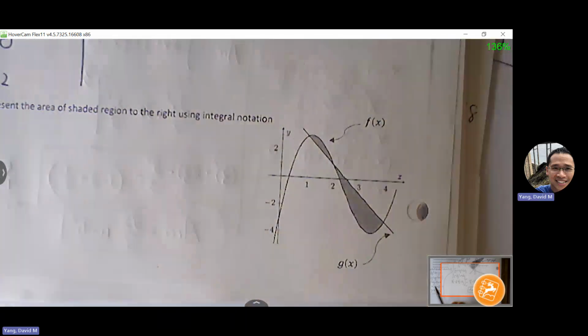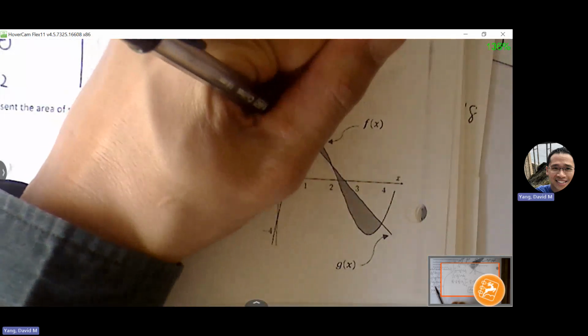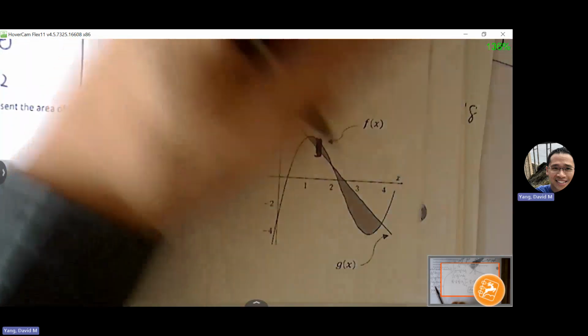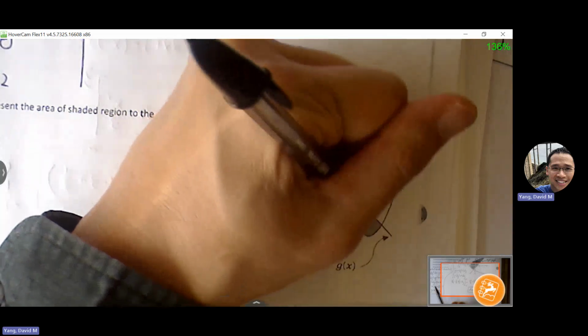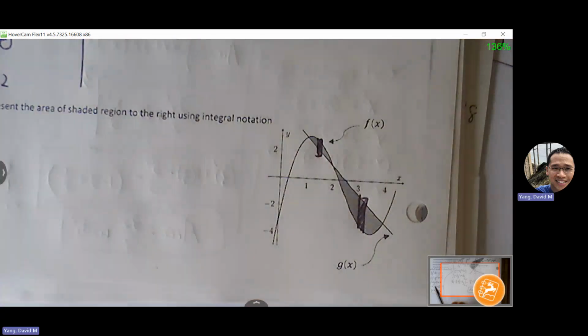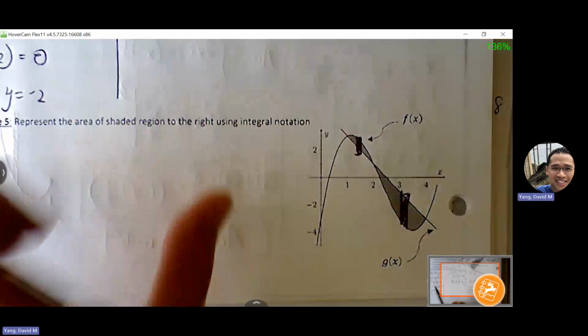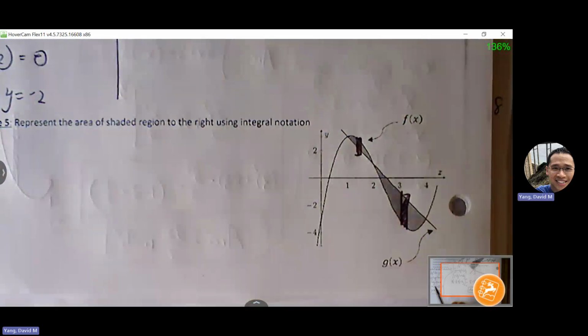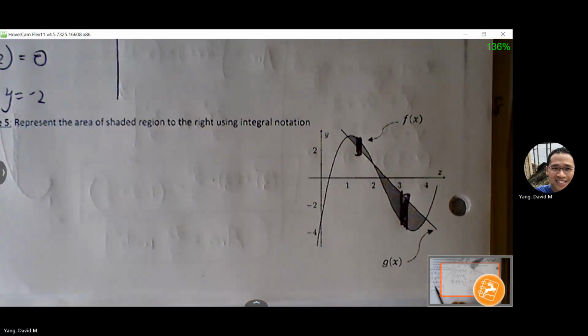So we have to split this up into two separate integrals, right? There's the top and bottom for this region, and there's a separate top and bottom for this region. So see if you can create and write out the two integral notations that will represent the true area of the shaded region.